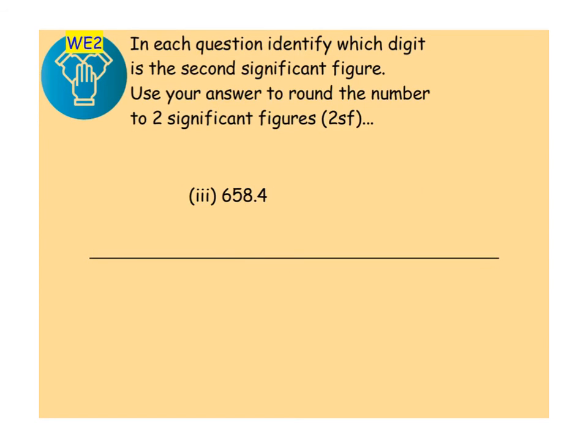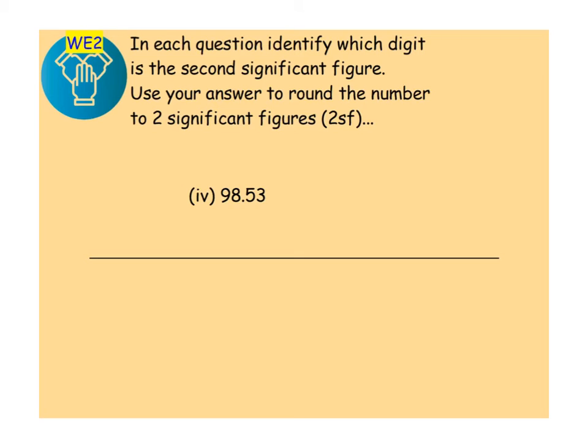Okay, part 3. Pause the video, have a go. Okay, hopefully you've had a go at that question. Again, the 6 is the first significant figure, so the 5 is the second significant figure, which means that my number line needs to start at 650 and go up to 660, and halfway between those is 655, and this number is bigger than that, so it goes up there somewhere, making it closer to the 660, so 660 to two significant figures.